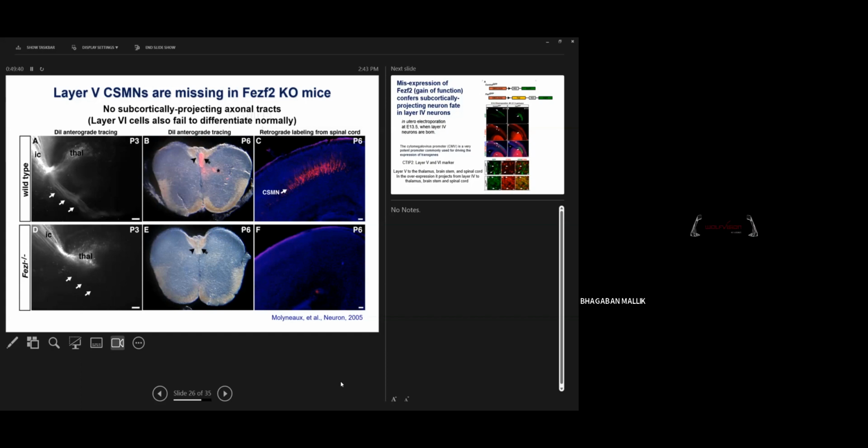Just remember that in layer 5, you have a special group of neurons called corticospinal motor neurons, and those motor neurons express this transcription factor. And when you have loss of this transcription factor, you have loss of these motor neurons, which is shown here compared to that of control. Okay.